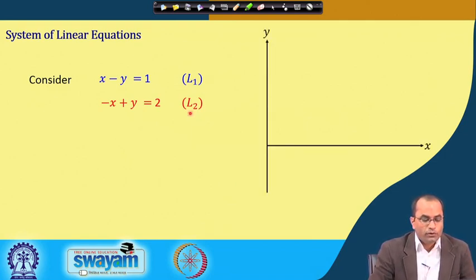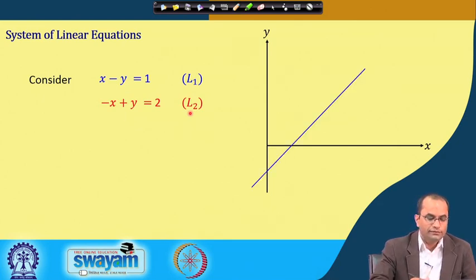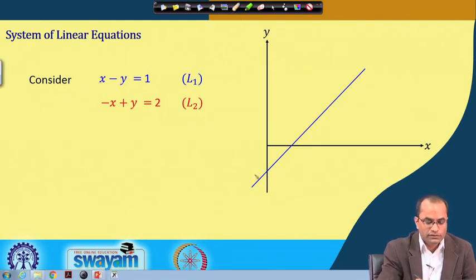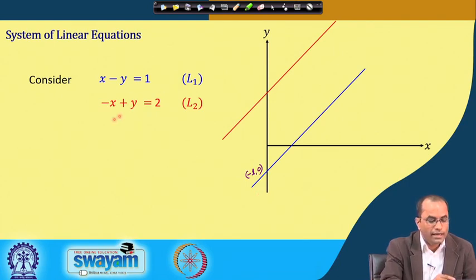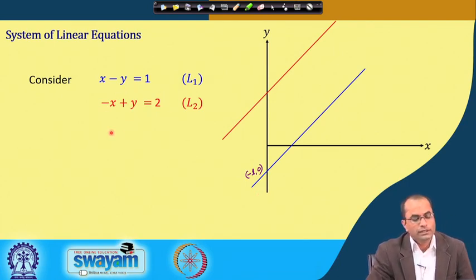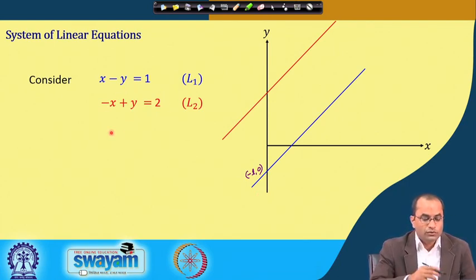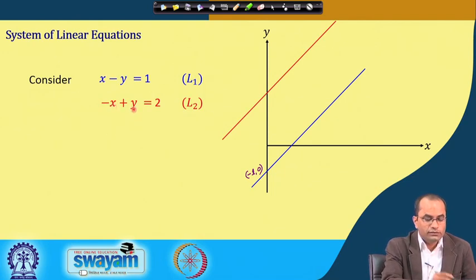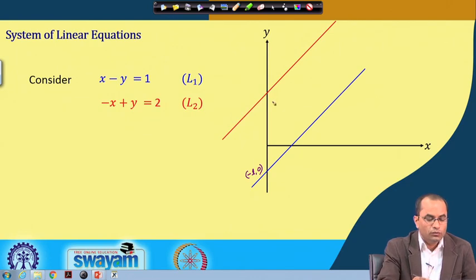So, if we plot now these two equations as earlier, we have this first equation here where x is 0 and then y is minus 1. So, this is the point here, minus 1 at x equal to 0, and the second line, minus x plus y is equal to 2. So, in this case when x is 0, here we are getting the point y as 2.